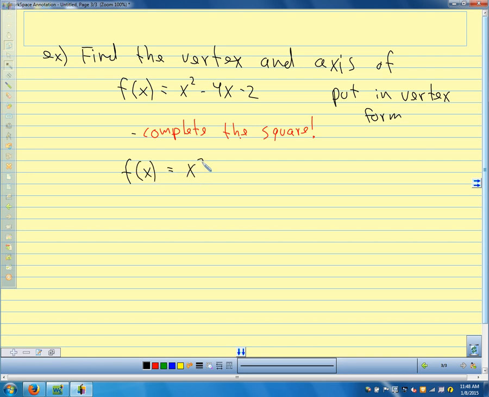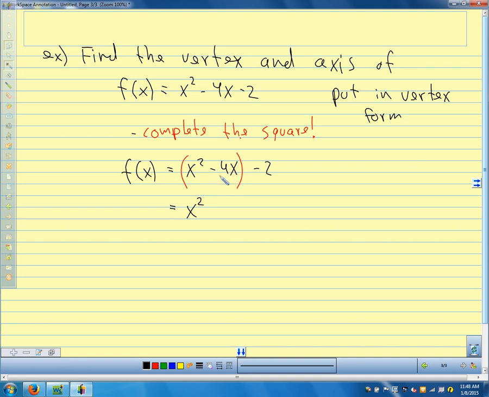All right, so when we complete the square, what I always do is, with x squared minus 4x minus 2, I always put parentheses around the x squared and the x part. That's the part we're going to complete the square on. We work with this part.